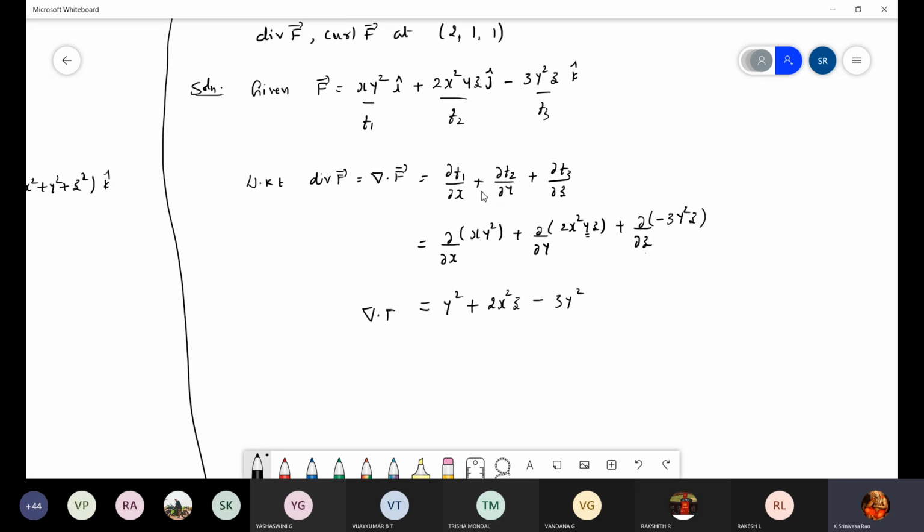Now substitute the values. It is given at x equals 2, y equals 1 and z equals 1. What is div f? Anyone? It is 1 square plus 2 into 4 into 1 minus 3 into 1. What is the answer? 6. Okay, div f equal to 6. Now curl f.